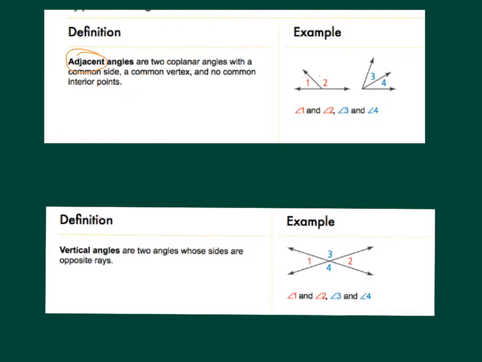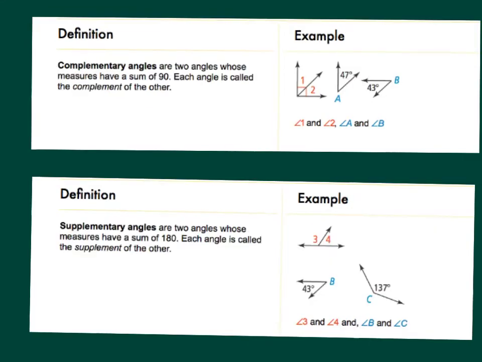The next one's vertical angles. This one we use quite a bit. Vertical angles are two angles whose sides are opposite rays. The easiest way to look at these is vertical angles are angles that are opposite of each other. For example, 1 and 2 are vertical angles, and then 3 and 4 are vertical angles.